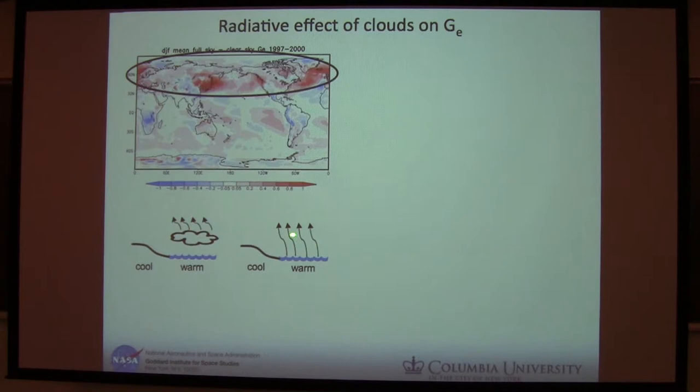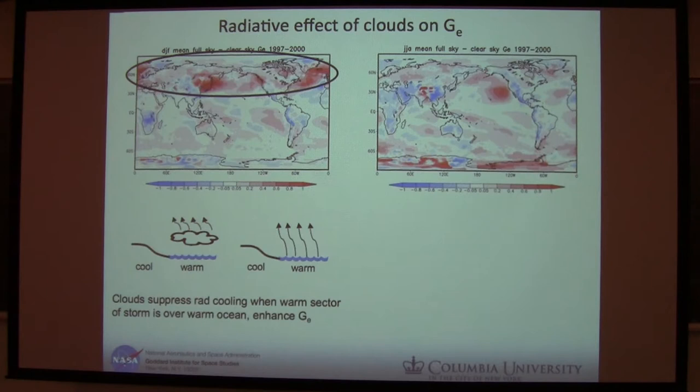In the clear sky case, we have effective radiative cooling of the warm ocean water, destroying the temperature gradient. So clouds suppress radiative cooling, and they enhance GE. You'll notice that here in the southern hemisphere, and this gets back to what you were saying about the transients, this is the southern hemisphere winter storm track, and you don't see this kind of large enhancement by clouds. The reason is that there aren't any quasi-stationary features where recirculation organizes itself such that clouds suppress radiative cooling preferentially over warm regions.